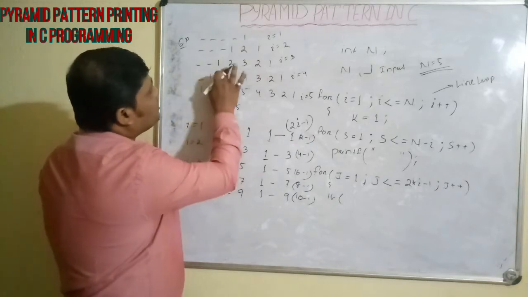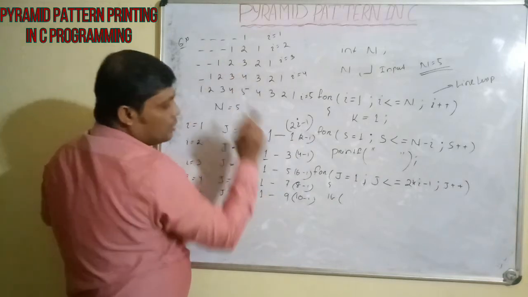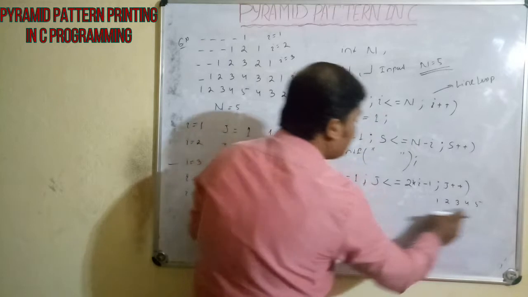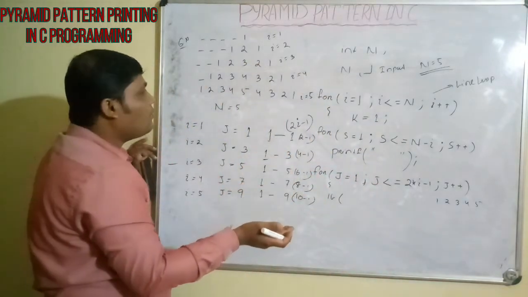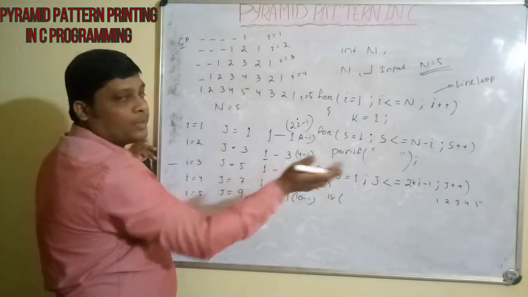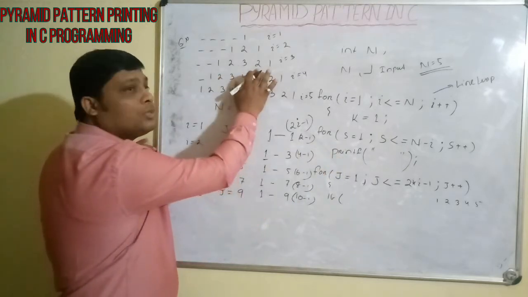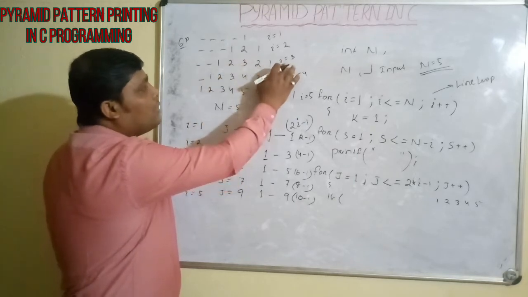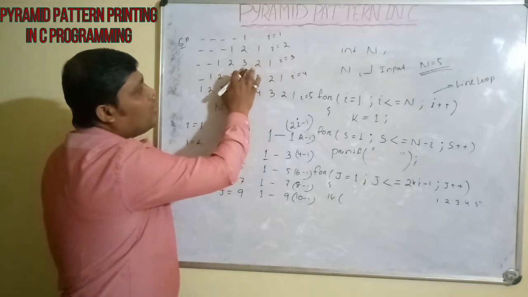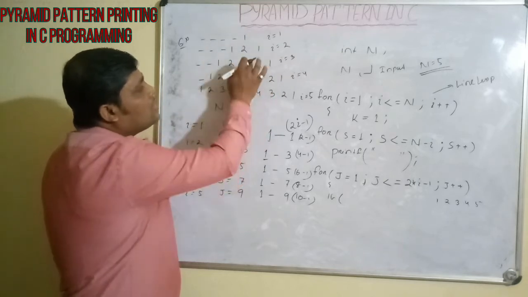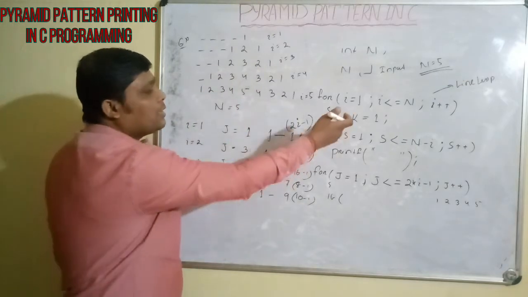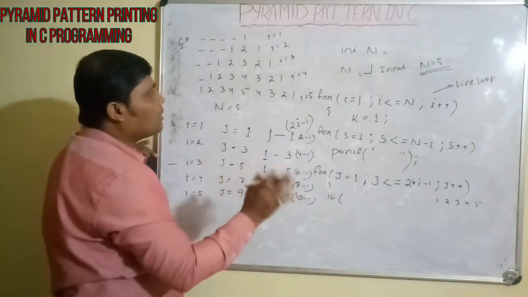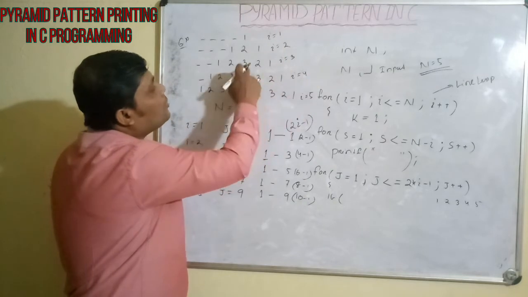Now you can see for this line, the j loop will continue for 1, 2, 3, 4, 5. Clear? j value will be 1, 2, 3, 4, 5. But what is it printing for i equal to 3? It is printing 1, 2, 3. That means i is the line number. When the line number is 3, up to i value it is printing the k value in increasing order. We have to print the k value, but k value is increasing up to the line number.